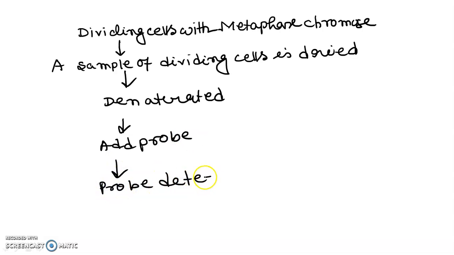From that we can analyze where the chromosomal translocation, deletion, and duplication have happened, right? So these signals are how FISH is used to detect chromosomal translocation.